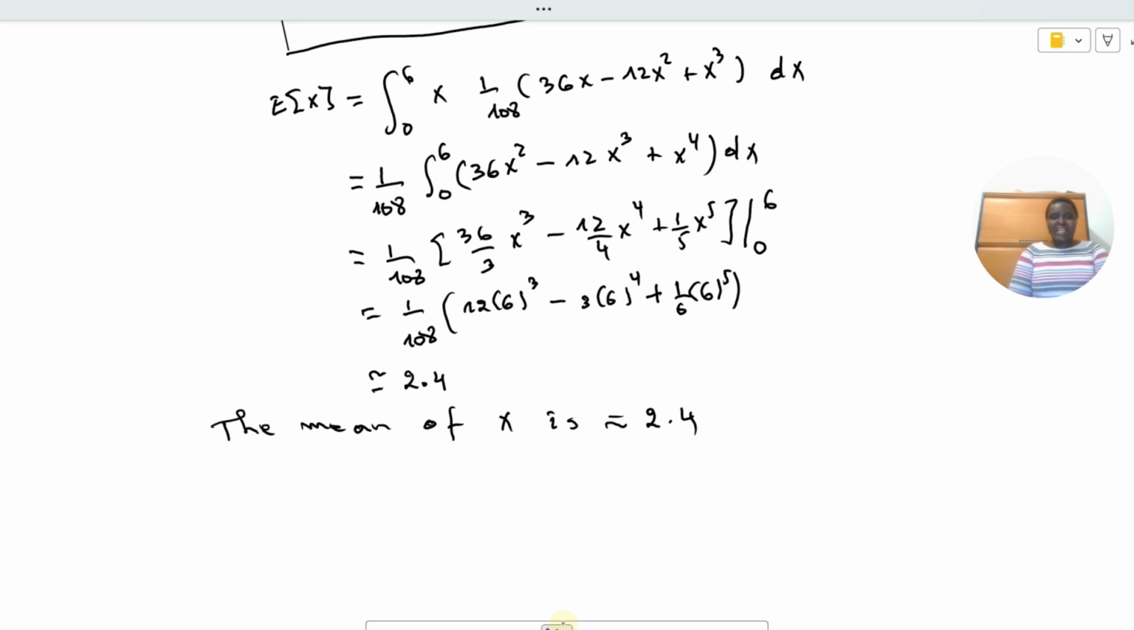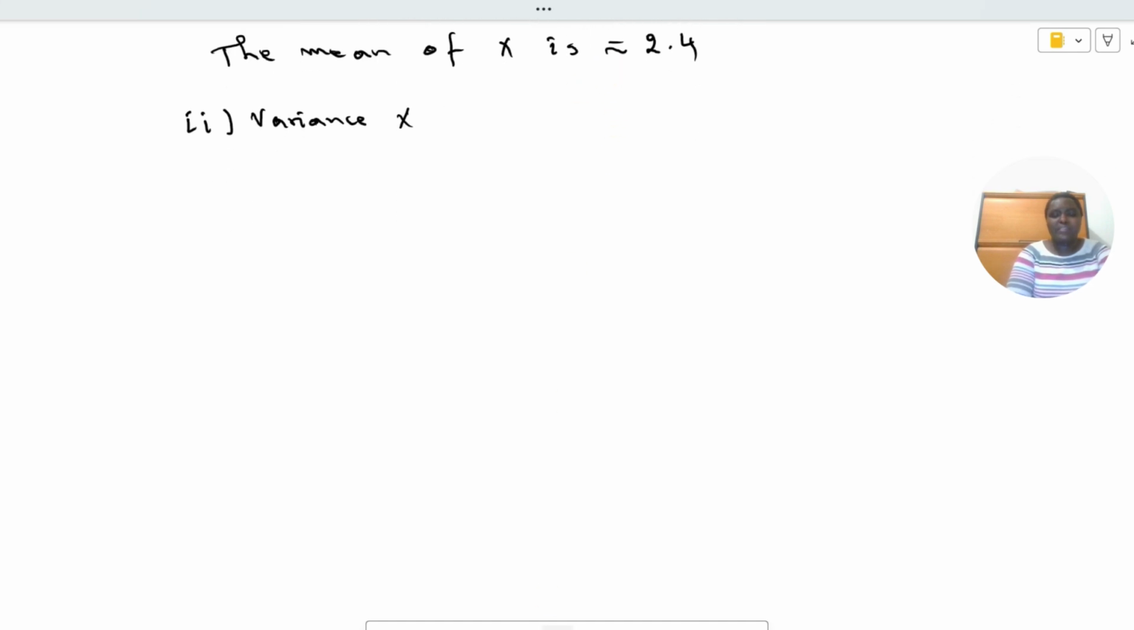All right. And next, we have been asked in B to compute the variance of our random variable x. How do we compute the variance? Do you remember the formula? When we have this kind of question, to calculate the variance, I prefer using this formula. The variance of x is equal to expectation of x squared minus expectation of x, squared.